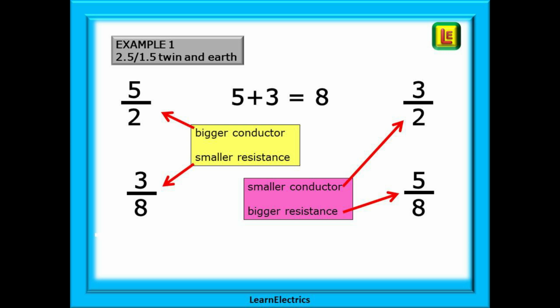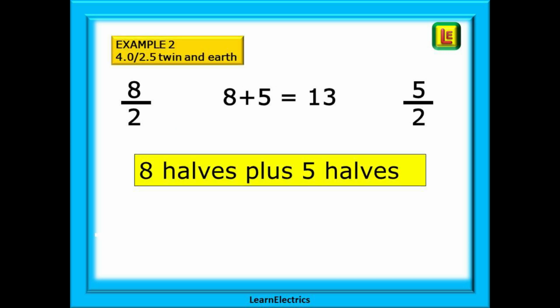And on the right, the smaller sized earth has a size of 3/2, but a bigger resistance of 5/8. And we will do something with these numbers very shortly. Now let's do the same thing with a different size cable. This time 4mm twin-and-earth with a 2.5mm earth or CPC.